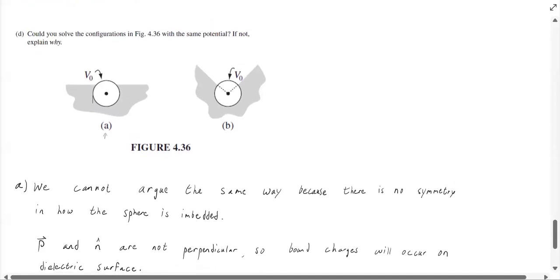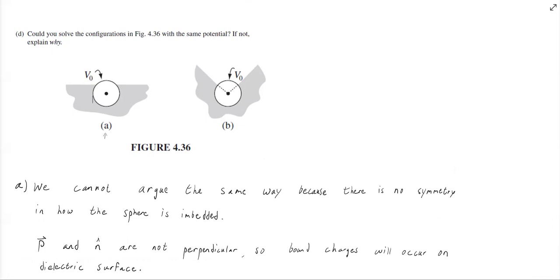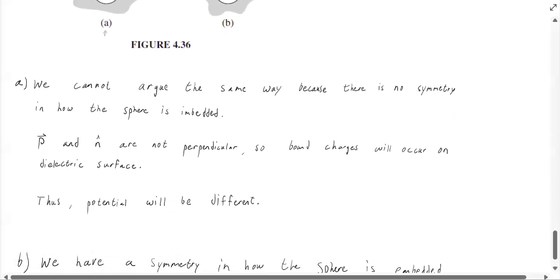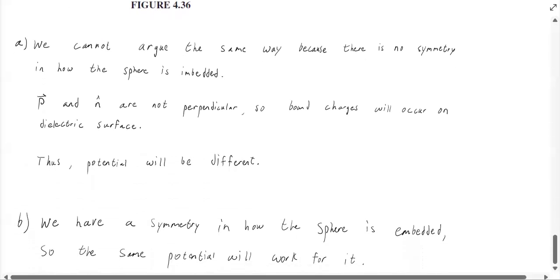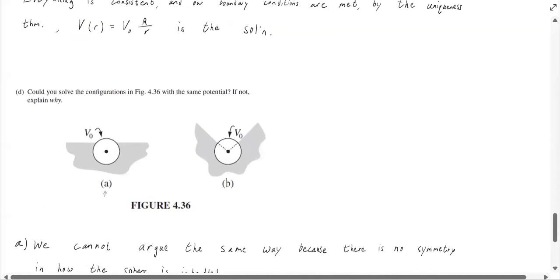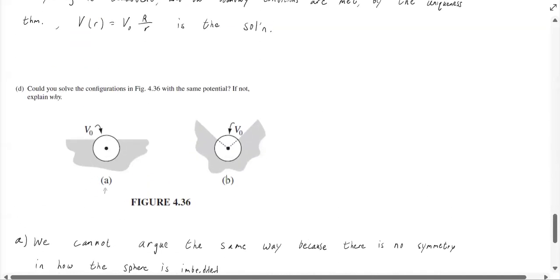For part B, there is a symmetry in how it's embedded. We know that there is some vertical symmetry right here. And because of this, since we have a symmetry in how the sphere is embedded, the same potential will work for the configuration in part B.